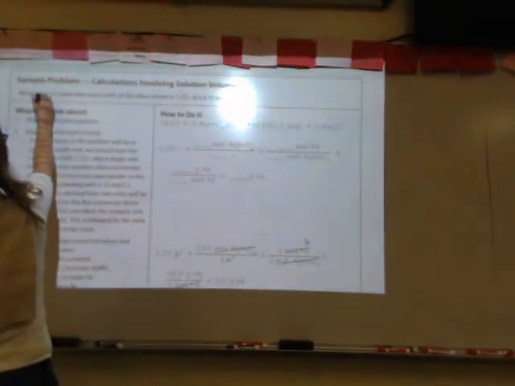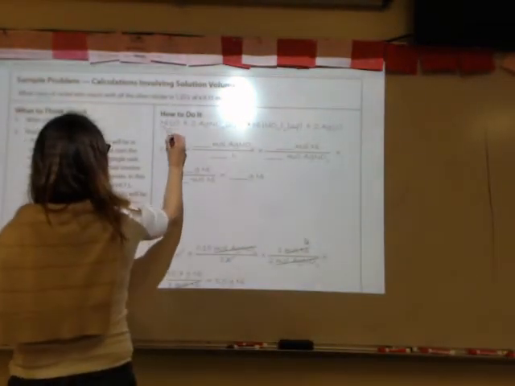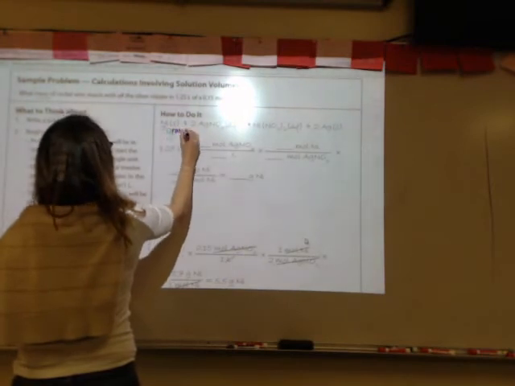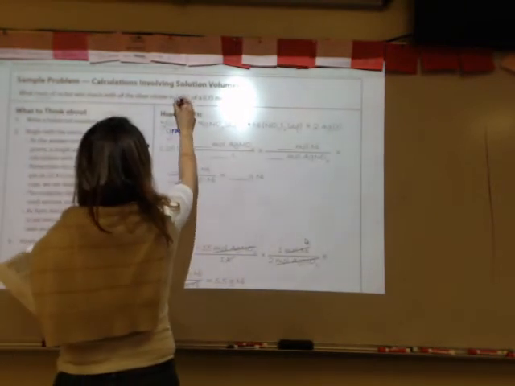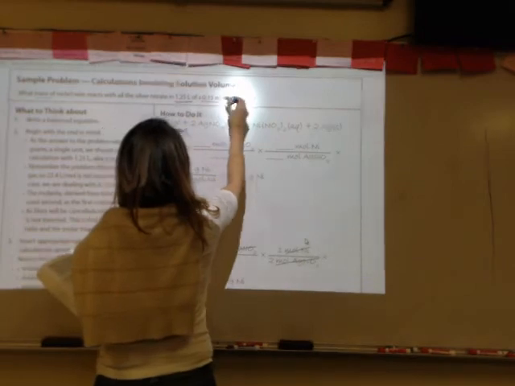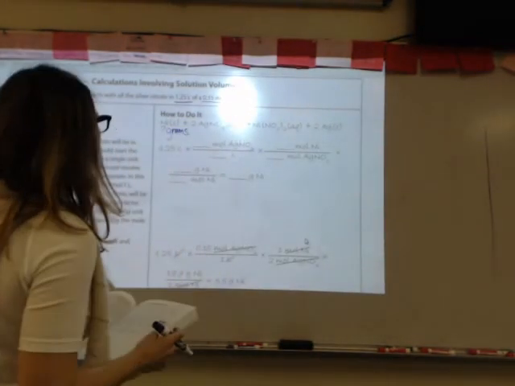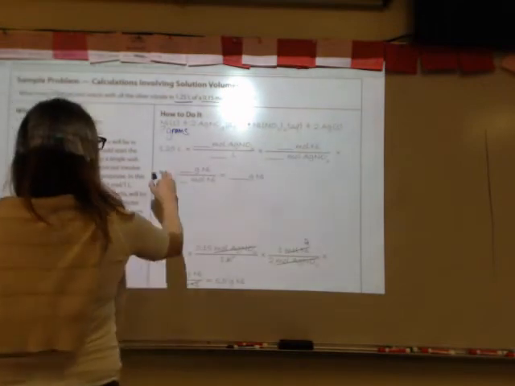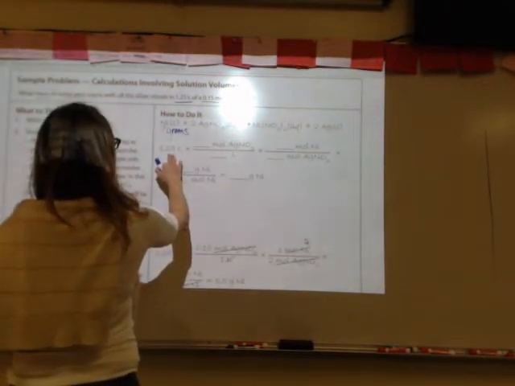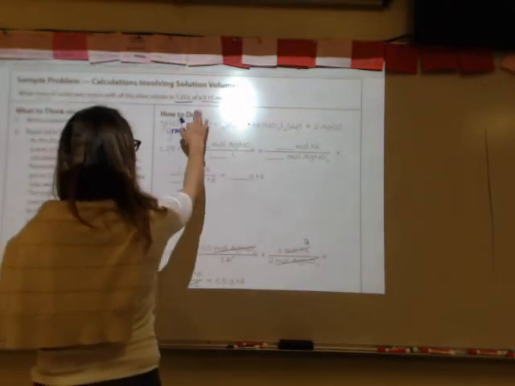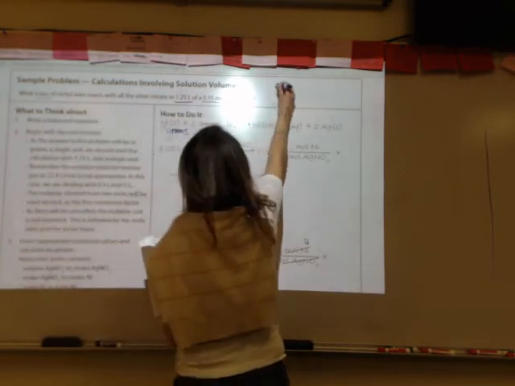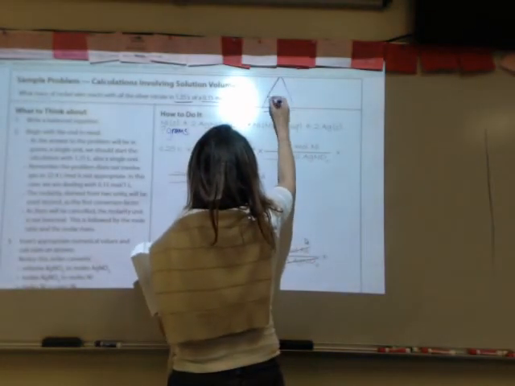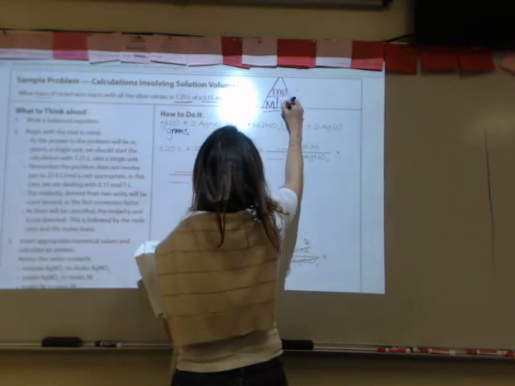What mass of nickel wire, so we want to know this in grams, reacts with silver nitrate in 1.25 liters of 0.15 molar solution? Okay, so what you want to do is, we're given liters of silver nitrate. We can use our molarity. Remember that you can set this up differently if you find it easier.